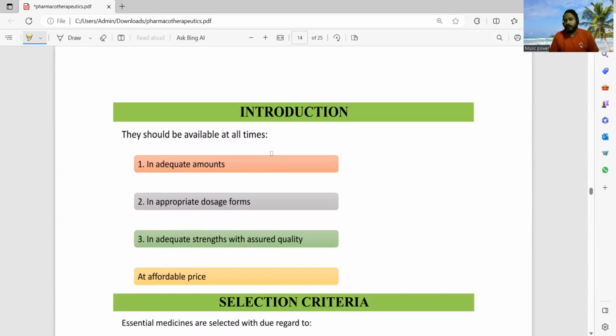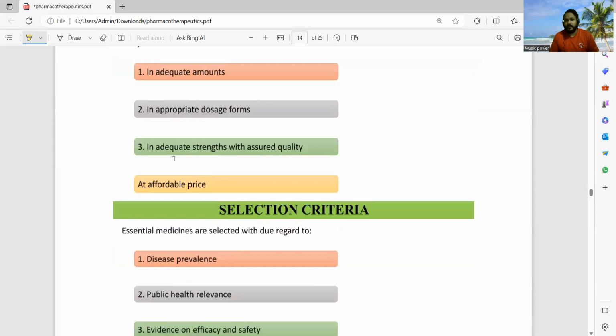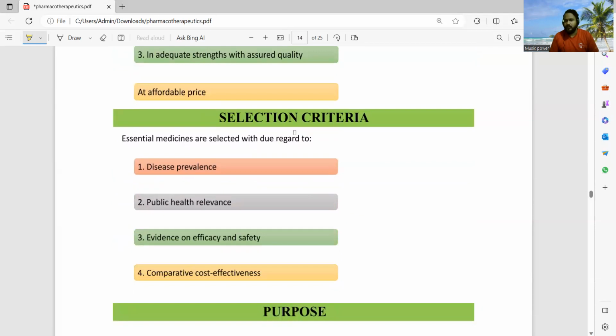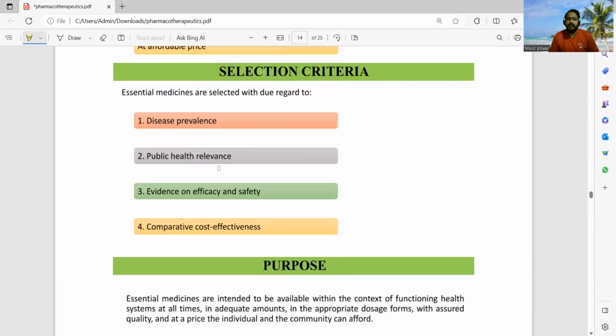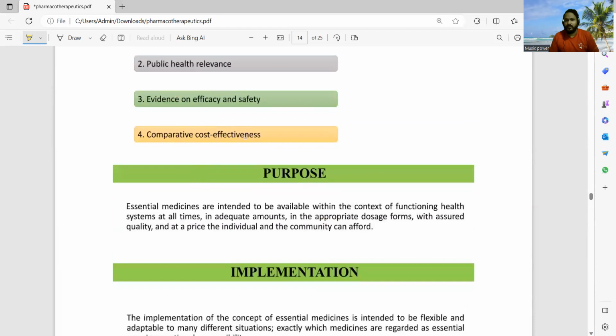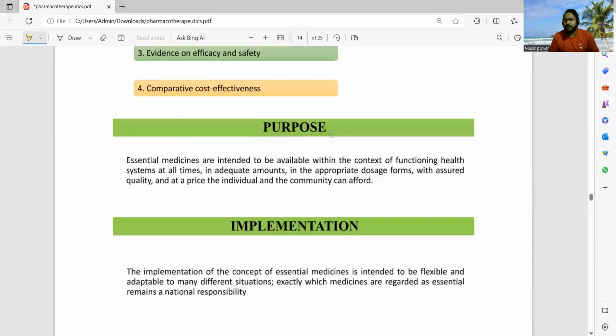They should be available at all times in adequate amounts, in appropriate dose forms, in adequate strength, with assured quality and at an affordable price. Now, what are the selection criteria for these drugs? Essential medicines are selected with due regard to disease prevalence and public health relevance, evidence on efficacy and safety, and comparative cost effectiveness. Now, what is the purpose of this list?